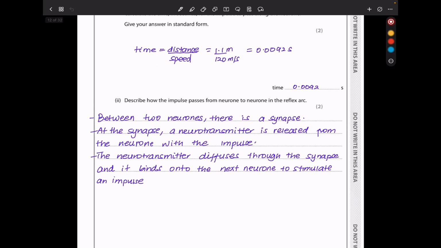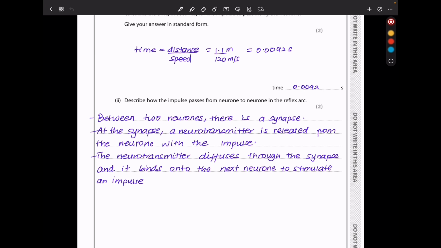And then they say describe how the impulse passes from neuron to neuron in the reflex arc. Between two neurons there is a synapse, and one neuron where the impulse is coming from secretes a neurotransmitter that diffuses through the synapse, and then attaches onto the next neuron for the impulse to be propagated in that next neuron.